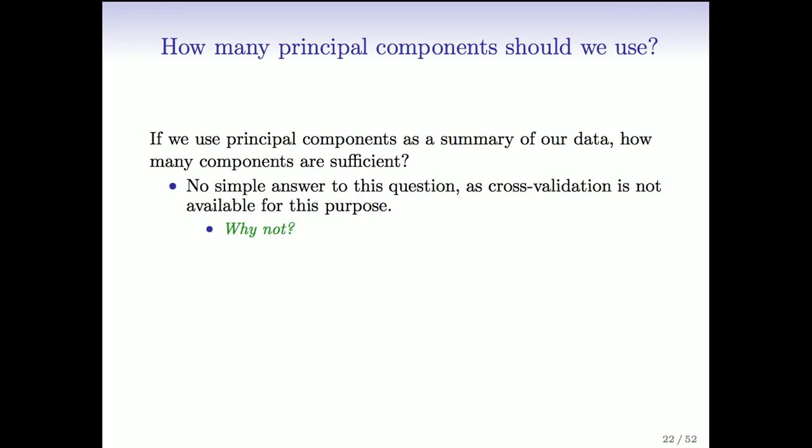So the question that's just come up is how many components should we use? And so there's no real simple answer. One thing you might think is, why not use cross-validation? Is that available for this purpose? Well, it's not really. And you might think, why not? We use cross-validation in regression. It was very useful there. Well, we don't have a response here. Cross-validation was used when we had a response and we could see how well we were predicting the response when we left some data out. But we don't have a response here. So there's no supervising variable to help us.